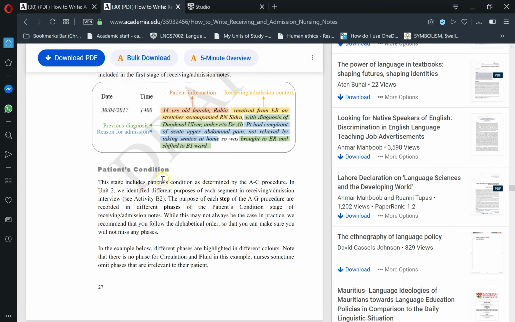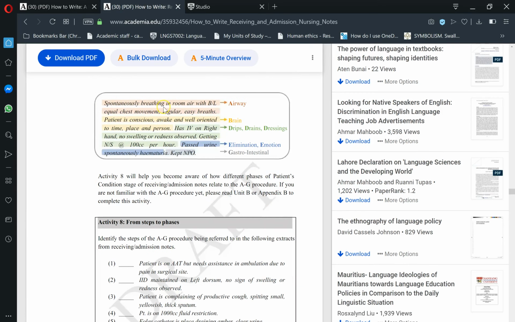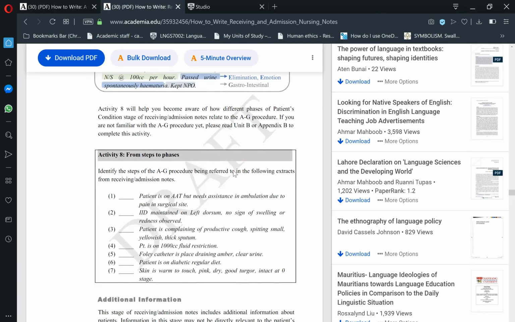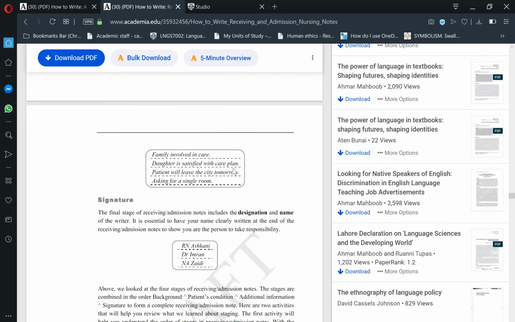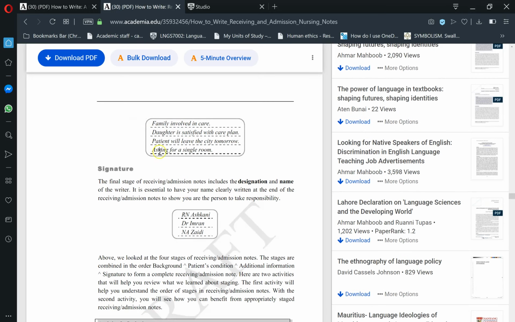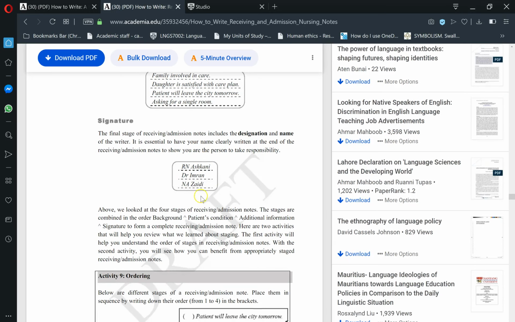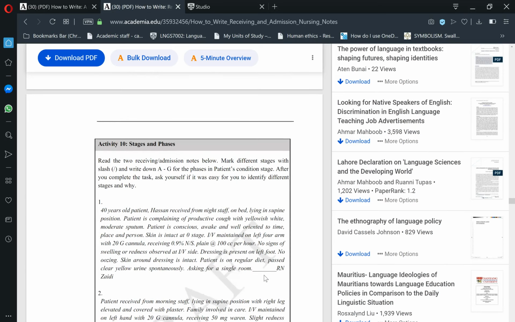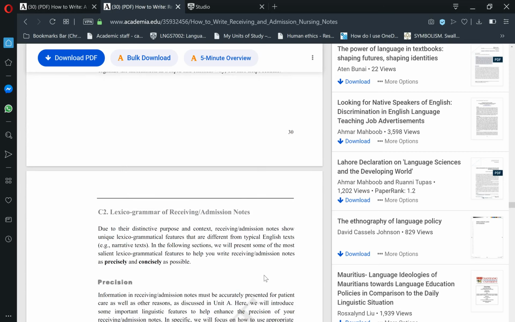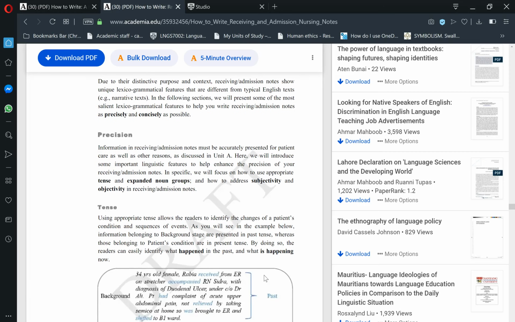And again, each stage also has different phases. So patient's condition, for example. Again, here you go, these are the different phases in here. And more activities, and further information that they might have to add, and of course their signature so that they know who wrote it, and more activities that the students can do.